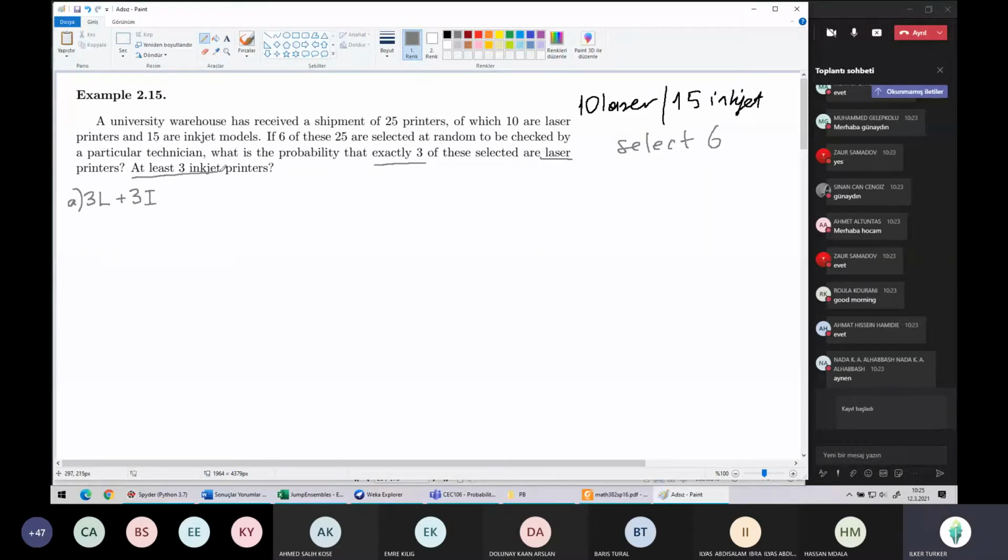And second part of the question asks at least 3 inkjet printers. At least 3 inkjet means 3 inkjet and 3 laser, and 4 inkjet and 2 laser, and 5 inkjet and 1 laser, and 6 inkjet. Yes. Let's start with part A.